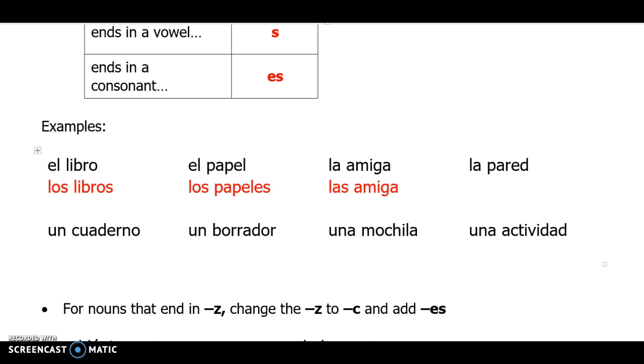It ends in a vowel, so you're going to add that S. La pared, the wall, new word for you guys this year. La pared ends in a consonant. We're going to add ES. So la pared, las, la, what am I doing there? That's horrible. Las, there we go. Did you catch me? I hope so.